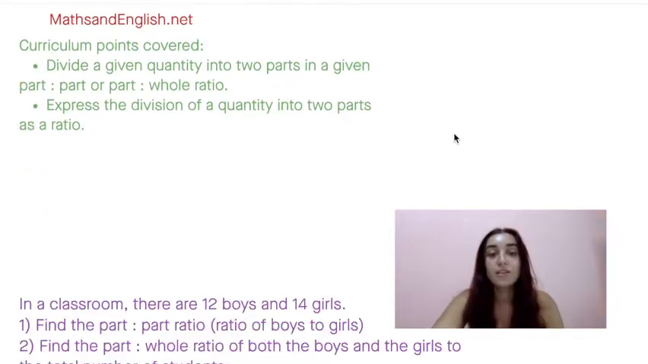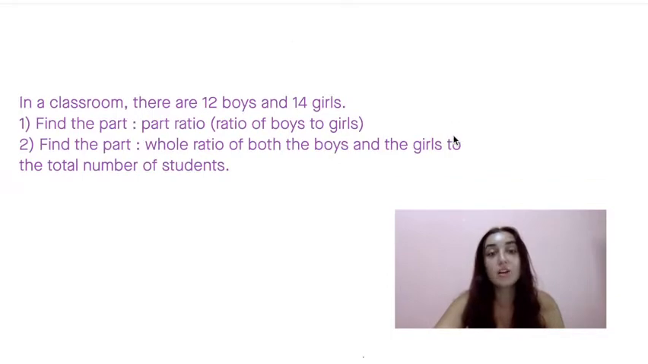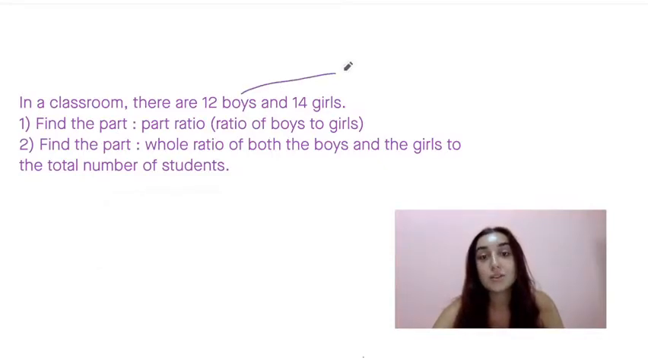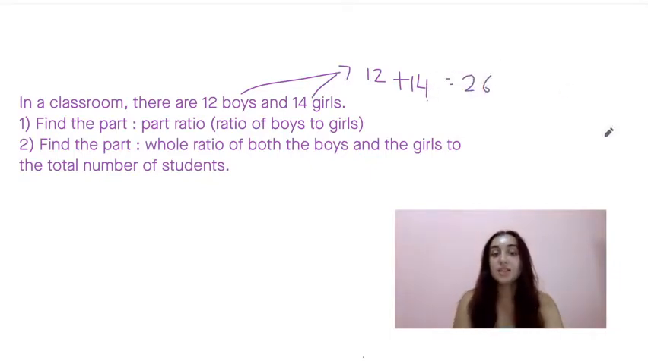So, the first question says to us that in a classroom there are 12 boys and 14 girls. So overall we can figure out how many students we have in the classroom. So 12 plus 14, that will be 26 students, right? Cool. Then it says to us, find the part-to-part ratio, so the ratio of the boys to the girls.